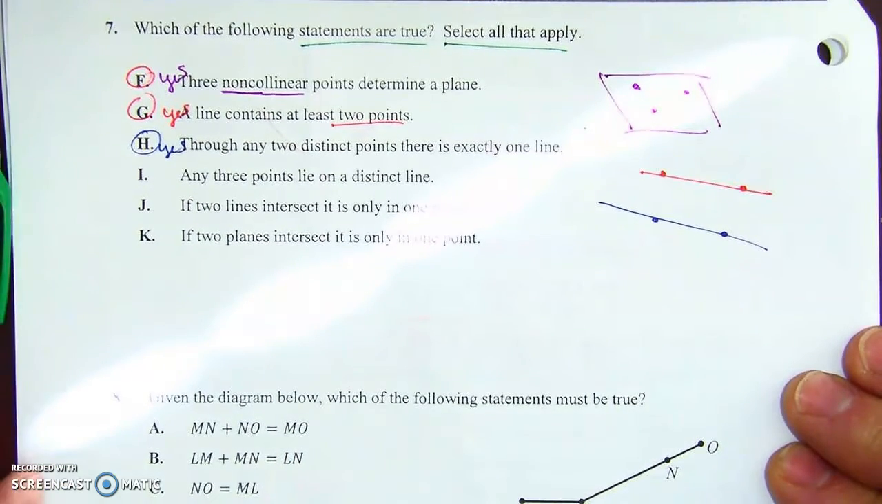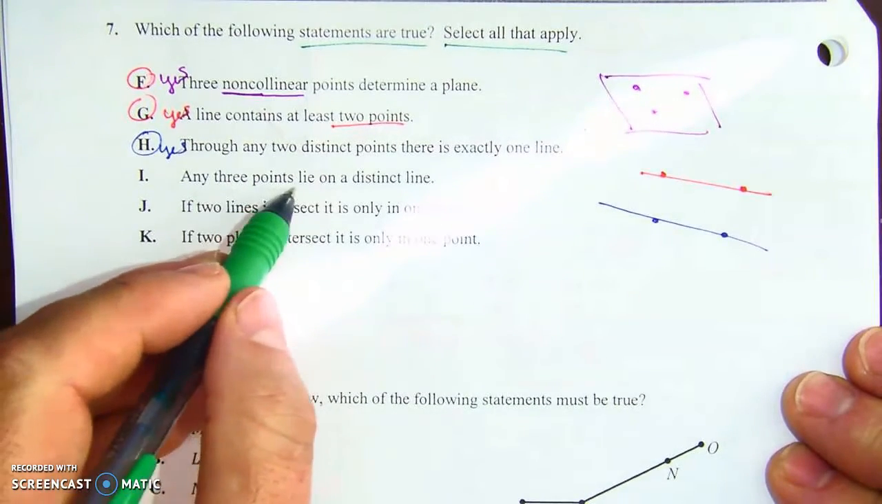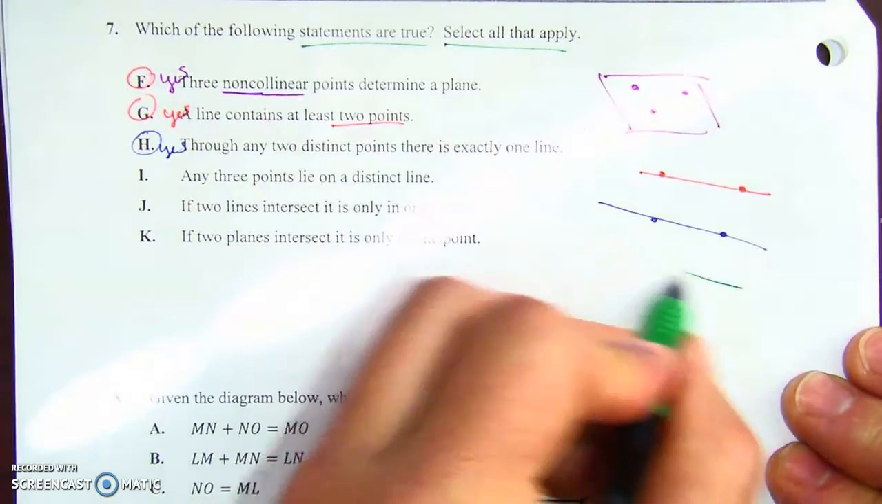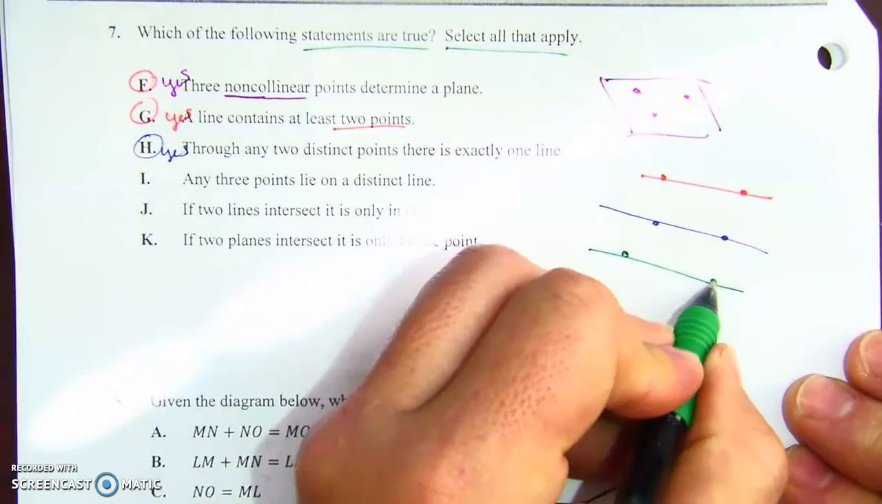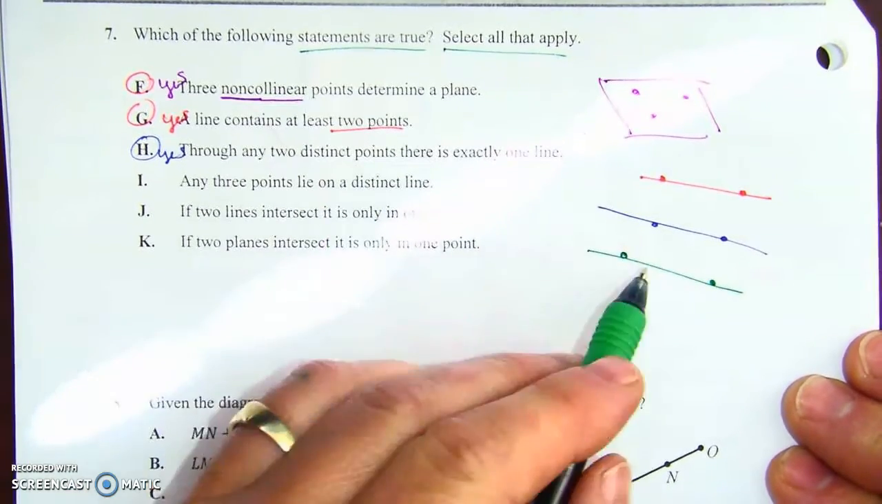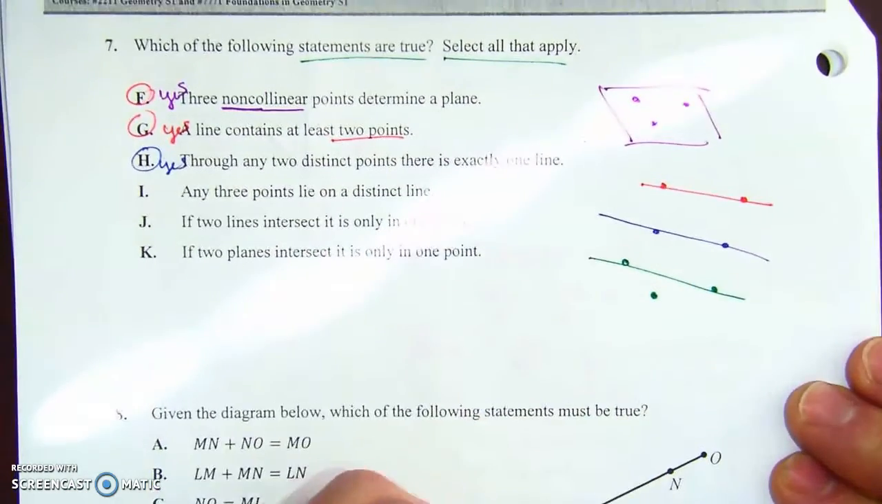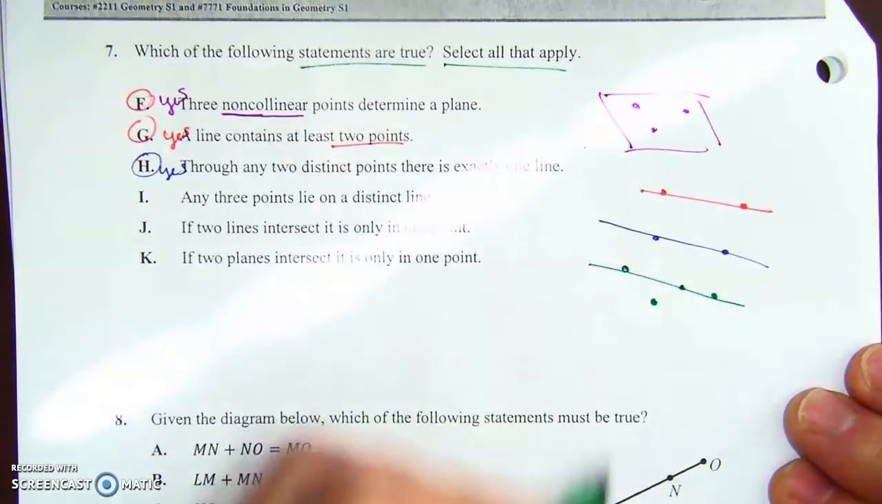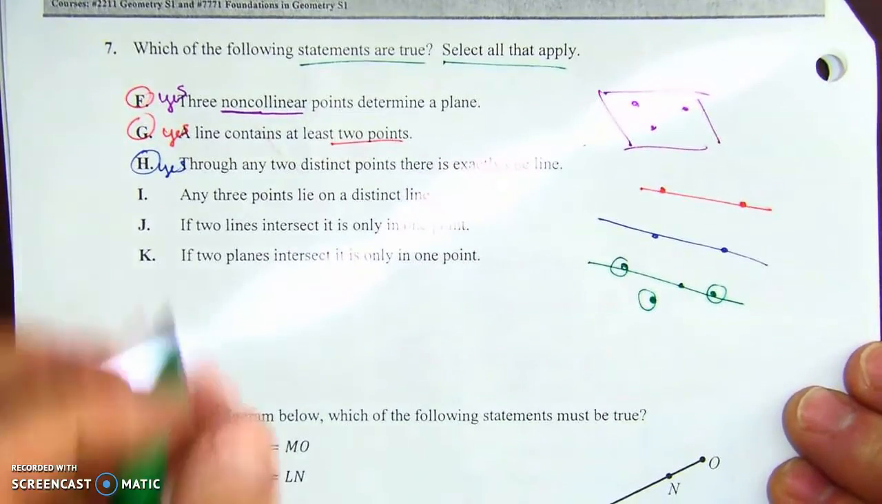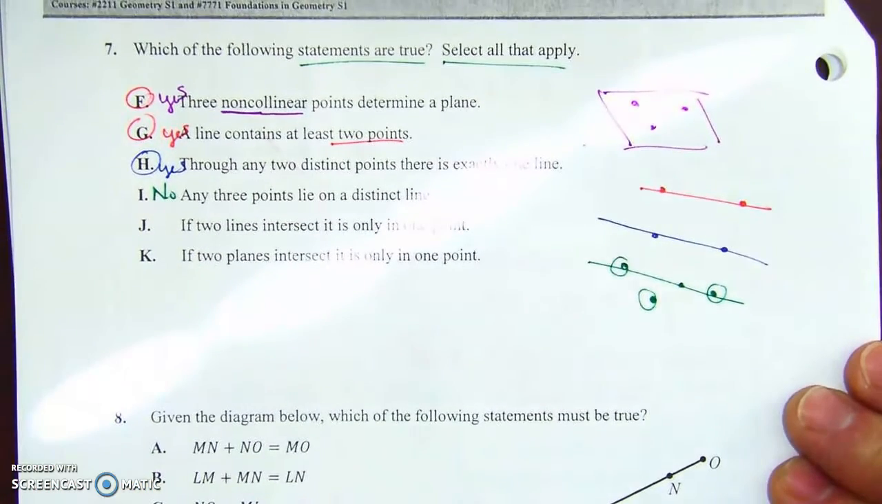Okay. Now, any 3 points lie on a distinct line. So let's draw a line, and we can do this. It doesn't say whether they're collinear or non-collinear, so we at least have 2. But I can randomly put one way over here, or I could put one on here. It all depends. But if I have 3 of them, and they're not all on the same line, then this one is going to be a no.